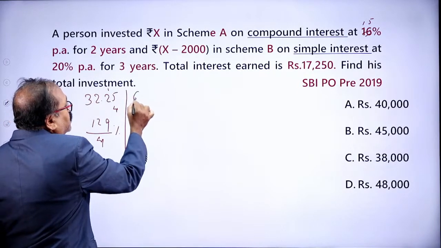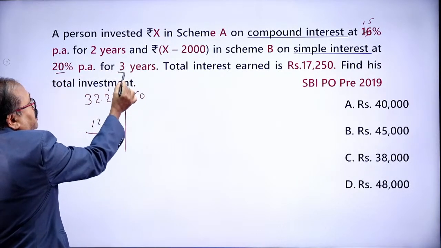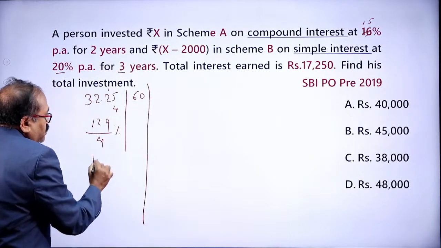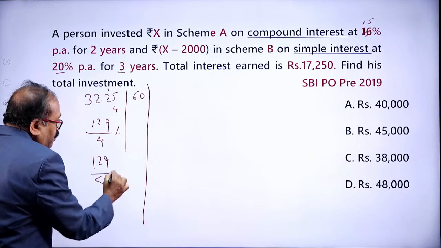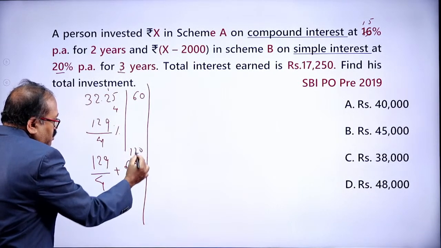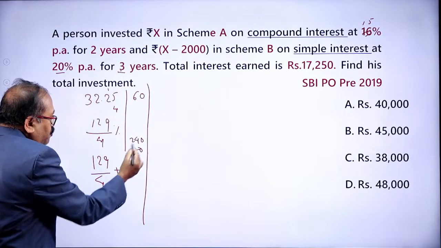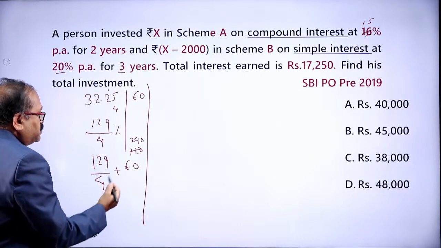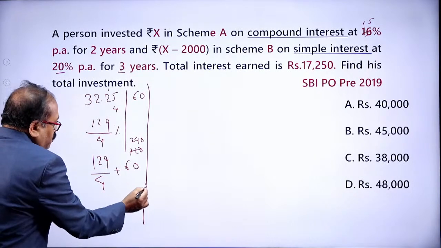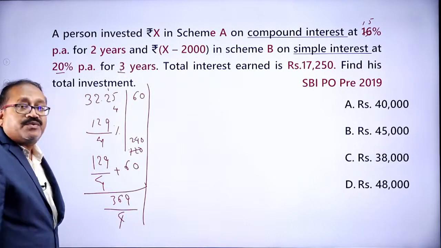Now here you are getting 60%. 60% means 20% per annum for 3 years. So what is your overall percentage? The overall percentage is 129 by 4 plus 60, which comes 240 over here, and when you add up this comes 369. So overall you are getting 369 by 4%.